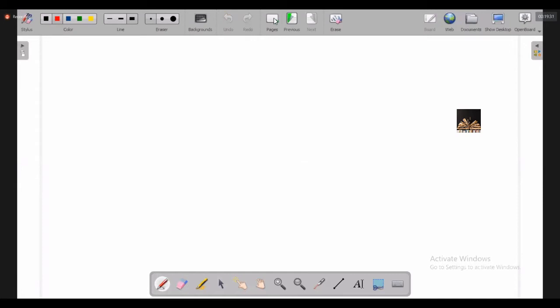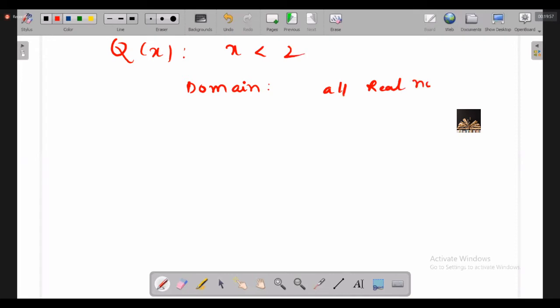Next example: Q of x is x less than 2. Here the domain means possible values; the domain is all real numbers. So in this case, is "for all x, Q of x" true or false? Respond in the chat box.